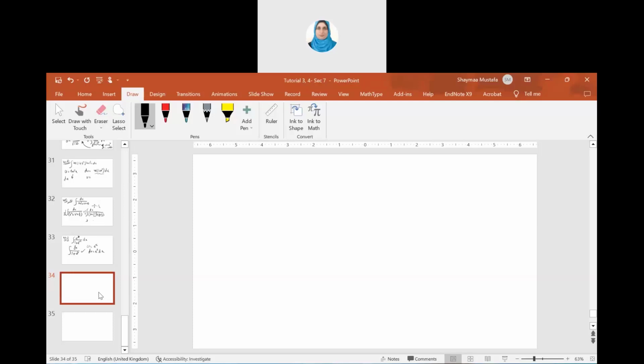Question 49. Prove that the derivative of tan inverse of tan x over 2 is equal to 1 over 2 sec x.